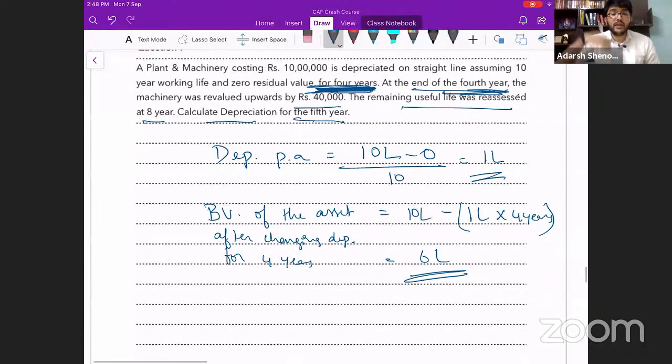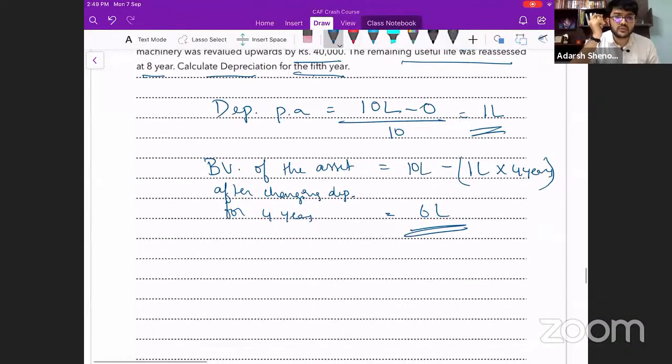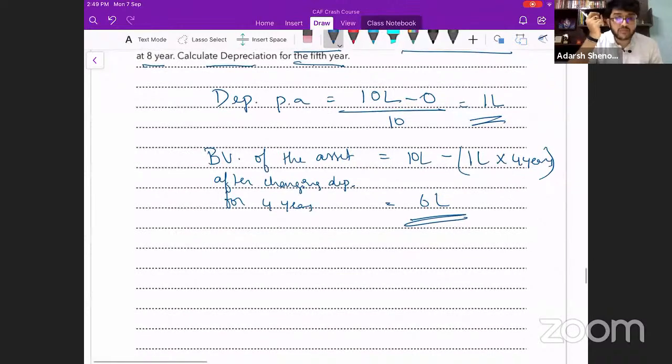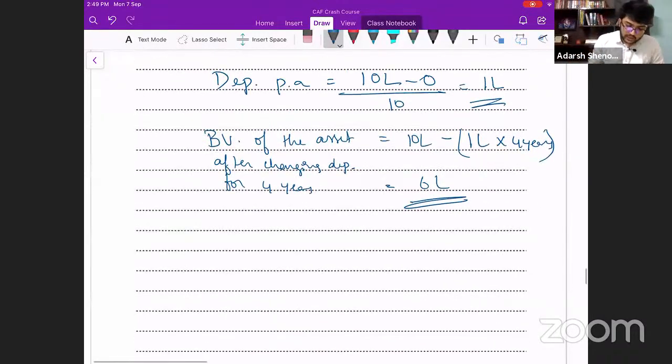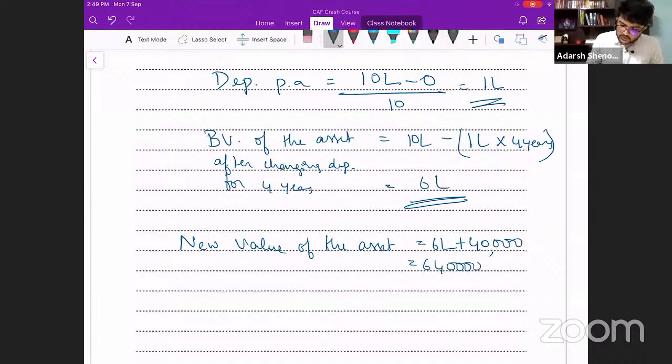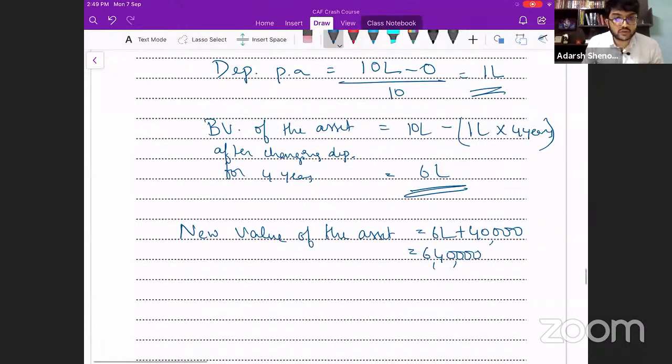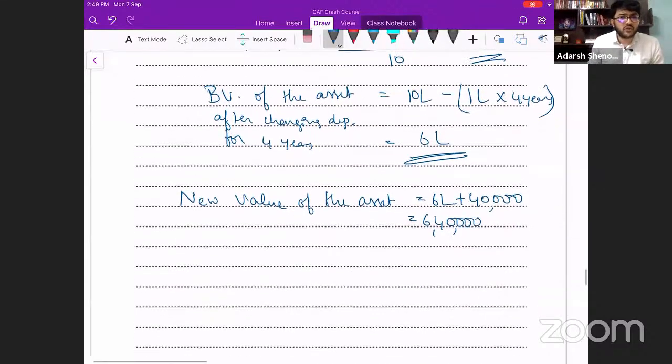6 lakh. Now what have they done? Upward revaluation or downward revaluation? Upward revaluation. Upward means should I add or should I minus? I have to add. How much should I add? 40,000 is to be added. So the new value of the asset is 6 lakh plus 40,000, which is 6 lakh 40,000. Are you all comfortable? Are you all following this?